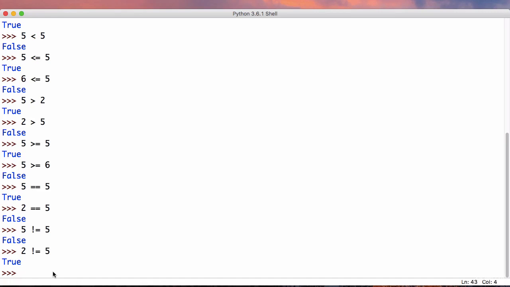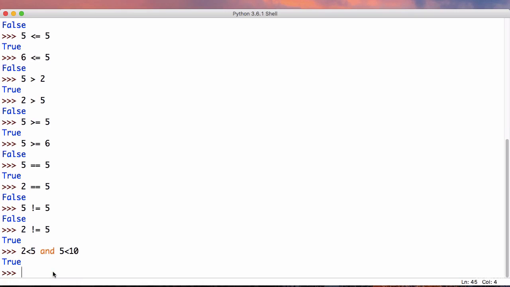The AND operator. The AND operator requires both the condition at the left-hand side of AND as well as the condition at the right-hand side of the AND to be true. For example, if I say 2 is less than 5 and 5 is less than 10, here I'm making sure that both these statements are true. Only if both these statements are true will I get the answer as true.